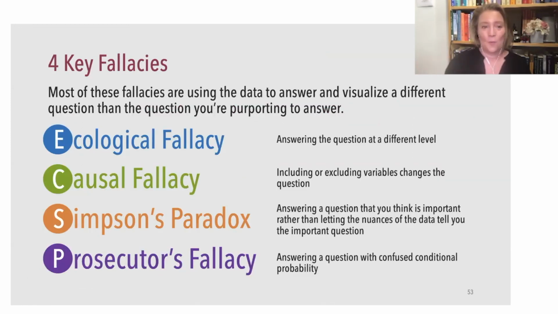So we've gone through four key fallacies. And if you're going to use data in a data story, you need to double check your stories for these fallacies. The ecological fallacy, answering a question using data that's actually at a different unit of analysis or level. Causal fallacy, including or excluding variables changes the question. Simpson's paradox, answering a question that you think is important rather than letting the nuances of the data show you what's happening. And then the prosecutor's fallacy, getting confused about the nature of conditional probability.